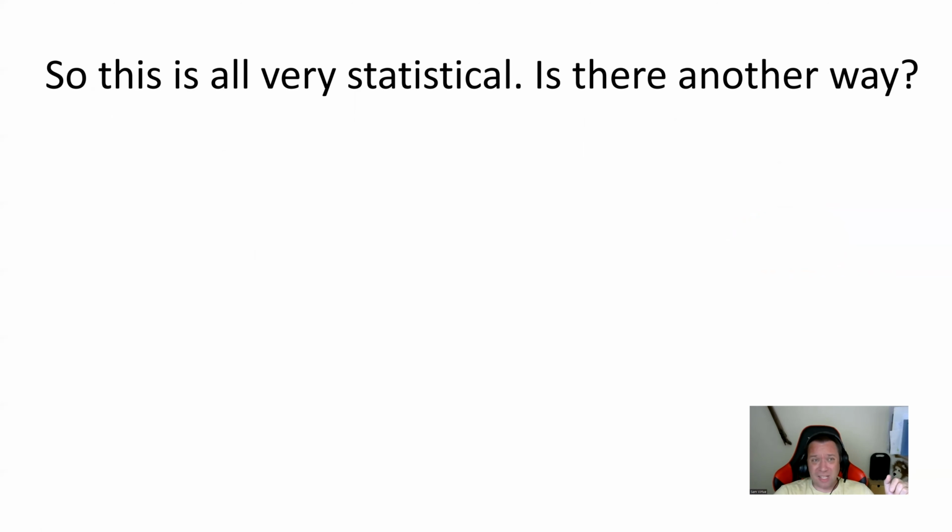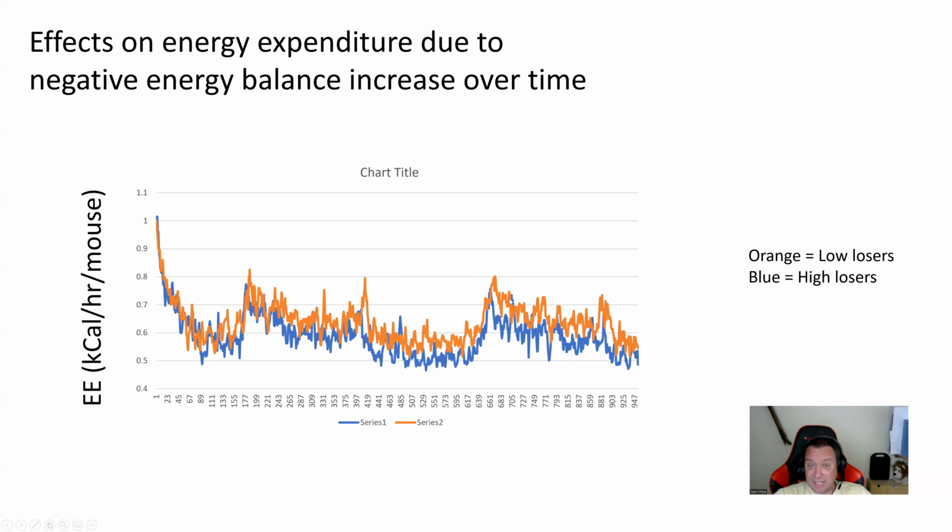So is there another way? Okay, so what we looked at was how the effects on energy expenditure due to negative energy balance increased over time. So you can see the orange lines here, and the blue and orange lines are largely similar, pretty much up until about here. There's a bit of divergence in this period, and then they really start to diverge as we go later into the runs. And you can see the whole of the second day phase and the whole second night phase. That's where the big point of divergence is, with a little bit in the first night phase as well.